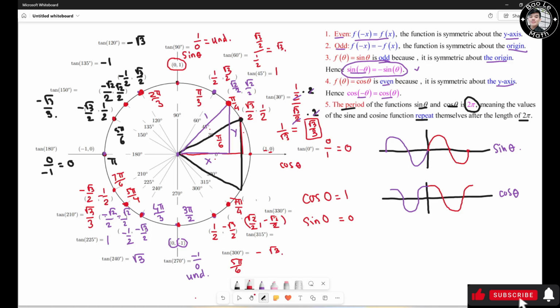Now we need to find tangent of 7 pi over 4. It's going to be negative root 2 over 2 divided by root 2 over 2, which is going to be negative 1, right?